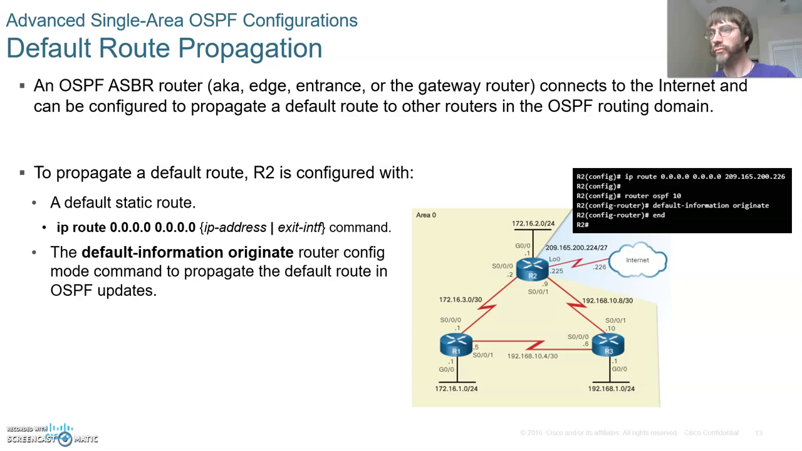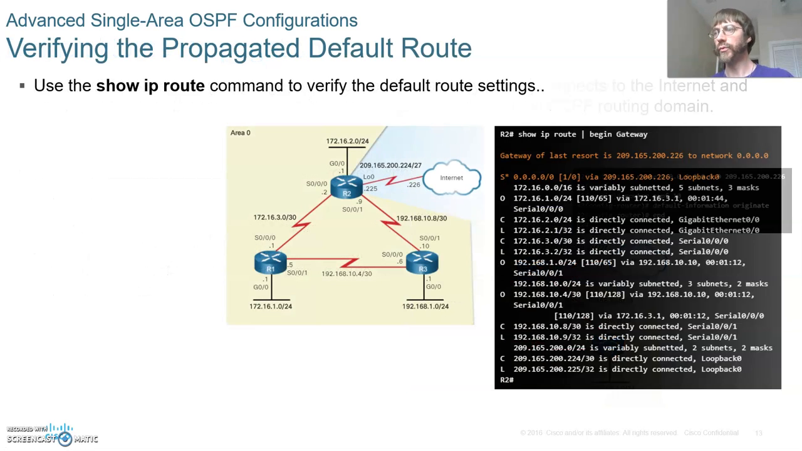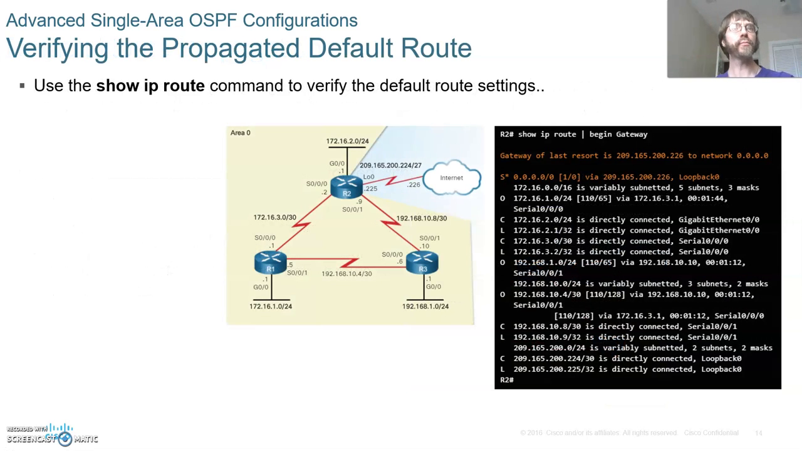So we can verify that with show ip route. Show ip route | begin gateway or show ip route | include gateway. You'll see the network of last resort is the next hop to the network 0.0.0.0. 0.0.0.0 is everybody. It'll also show up on the router that is producing that route as a static default route.